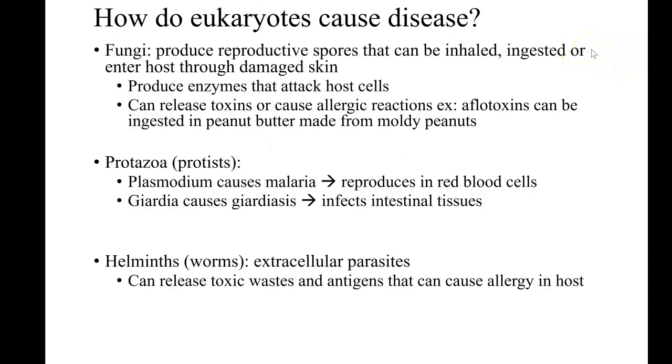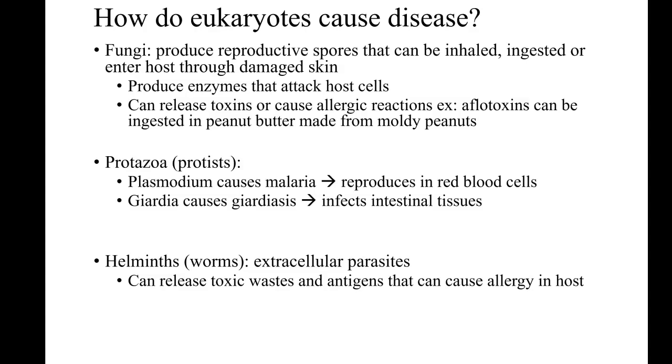We also know eukaryotes can cause disease as well. We talked a lot about this in the parasitology chapter. So we know that fungi can cause disease. They can produce reproductive spores. They can be inhaled or ingested. They can also produce enzymes that attack the host cells. They can also release toxins that can cause allergic reactions. Remember, an allergic reaction, this is when the immune system is kind of going above and beyond.